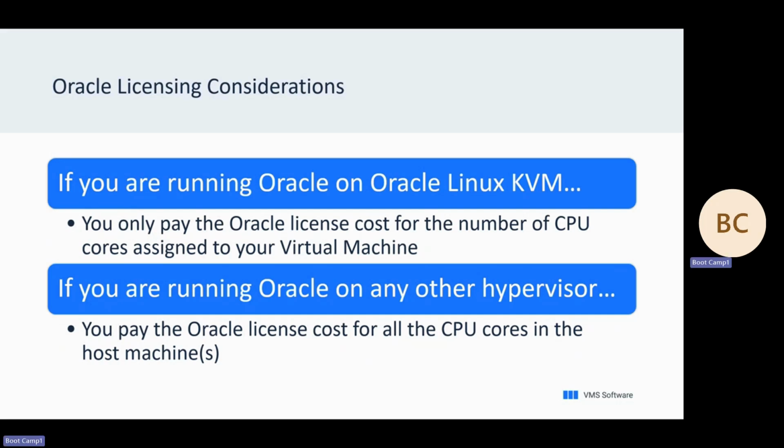This means that if you buy an Intel server today, chances are it will have something like 40 cores, or maybe even more. And Oracle will make you pay for every single one of those 40 cores unless you run Oracle Linux with KVM. In that case, if you create a virtual machine with 2 virtual CPUs, then you only pay the licensing for 2 cores. So this is something you should be aware of.